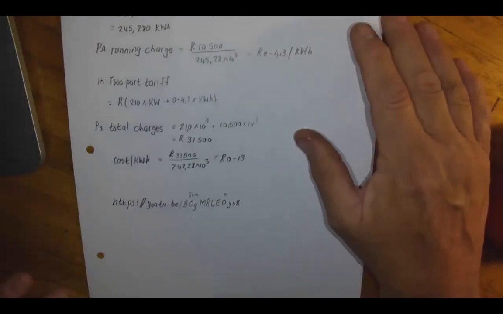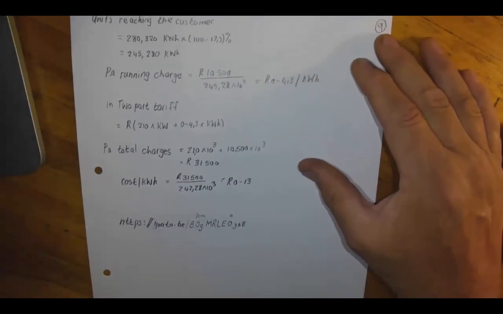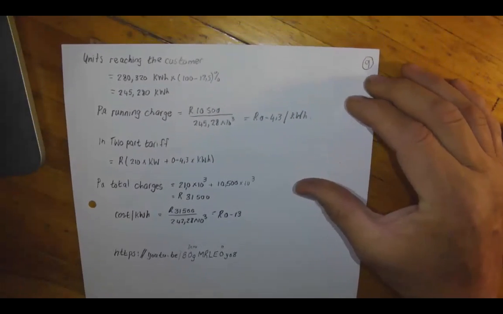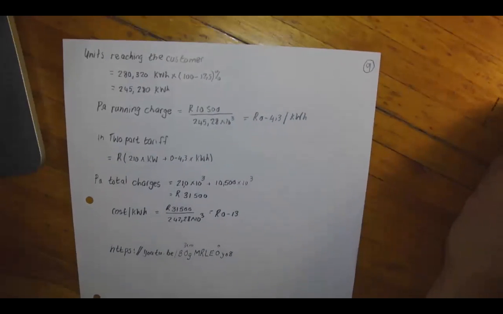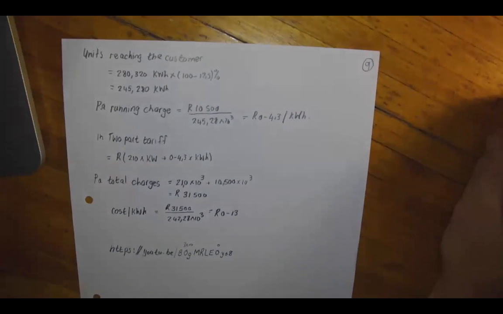So the units reaching the customer, remember there is a 12.5% loss. So it's 280.32 kilowatt hours times (100 minus 12.5). That gives us 245.28 kilowatt hours.